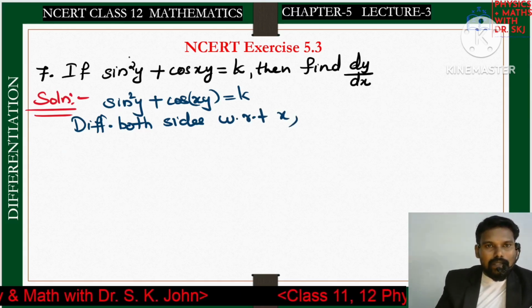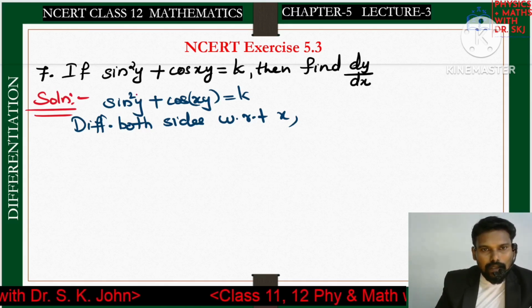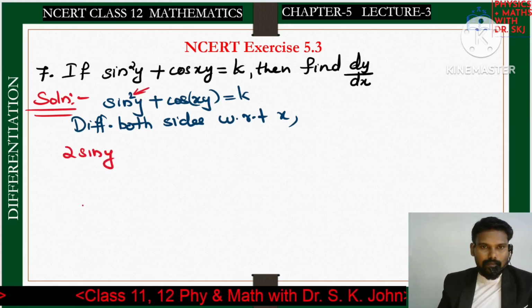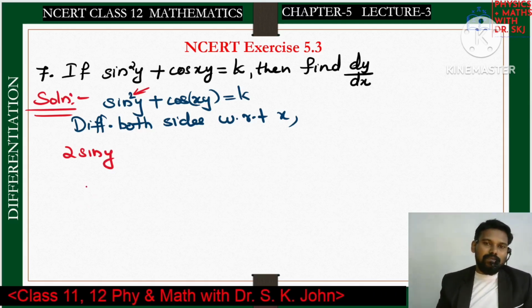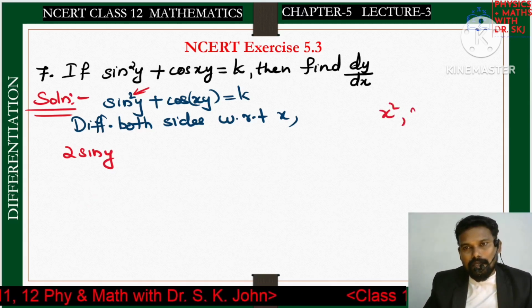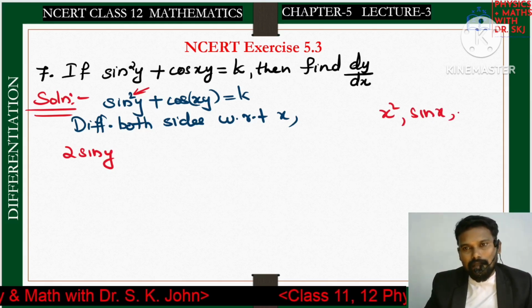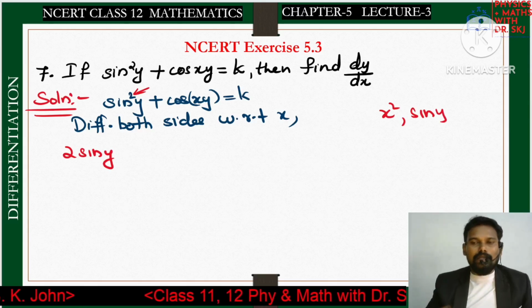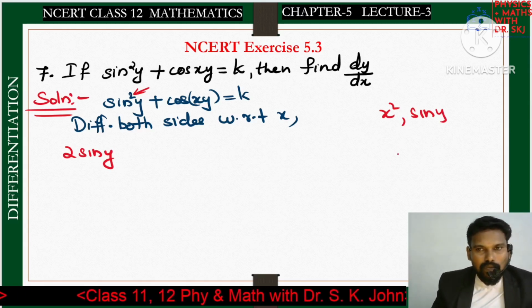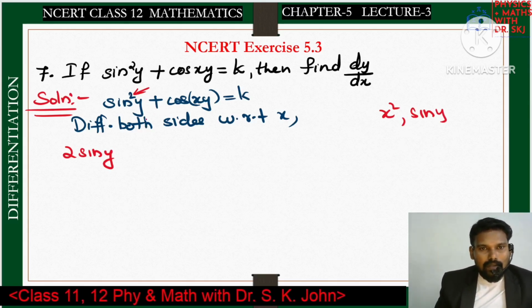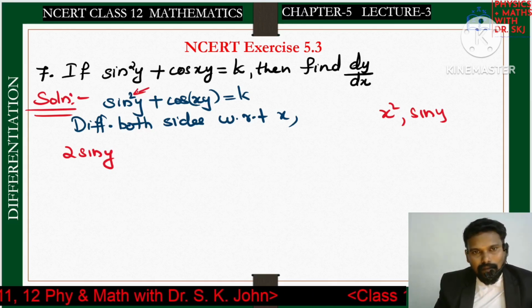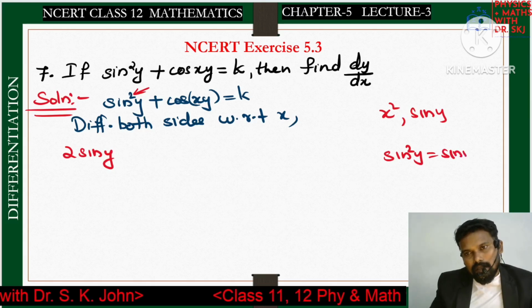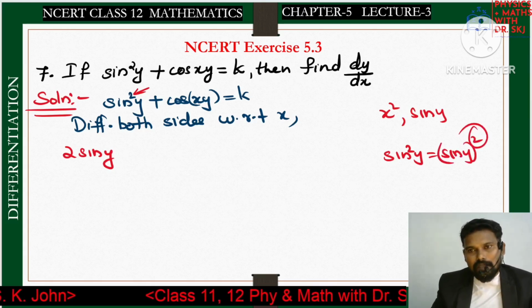First, we have to differentiate the square term. So it is 2 sine y. It's a composite function of x square and sine y. So when we differentiate the square, actually the sine square y is sine y the whole square. So first we are differentiating the square.